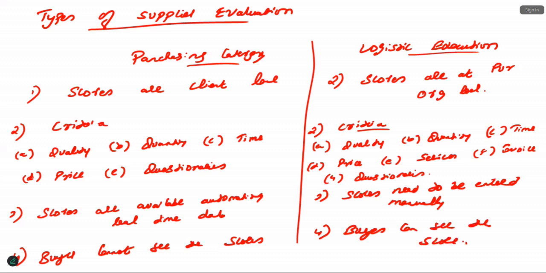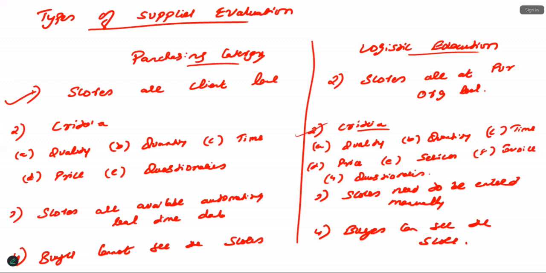So now let's discuss what is the advantage and what is the disadvantage. In purchasing category, the scores are at the client level. In logistic execution, scores are at purchase org level. So business will prefer to have the scores at client level because suppliers are being handled by reference purchase org at the client level. So this is preferred. Coming to the second point, criteria. Here in purchasing category, you have only 5 criteria. In logistic execution, you have 7 criteria. So here this is preferred.